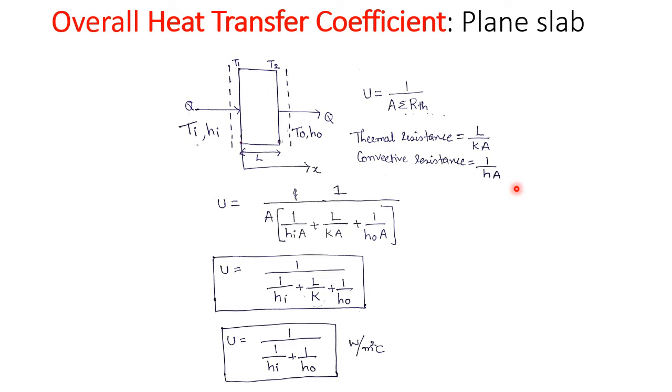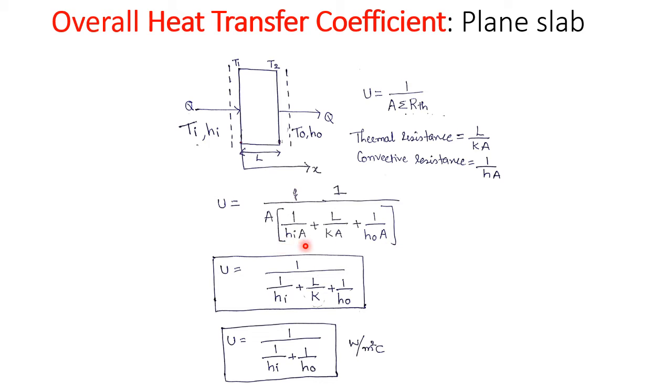So now let us write the overall heat transfer coefficient U, where U is equal to 1 divided by A into sigma of thermal resistance. I am substituting the values in this equation. Sigma of thermal resistance means addition of all the thermal resistances. As I already told you, three thermal resistances are there: convective thermal resistance, conduction thermal resistance, and again convective thermal resistance.